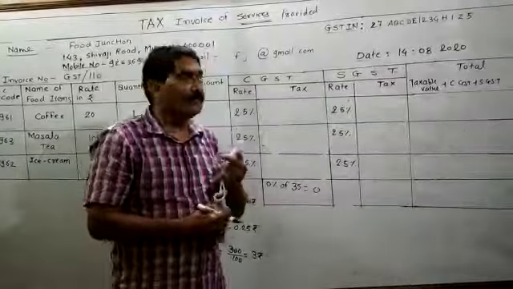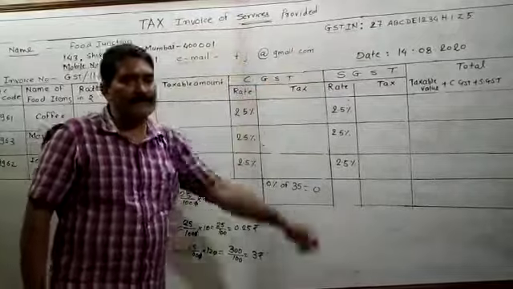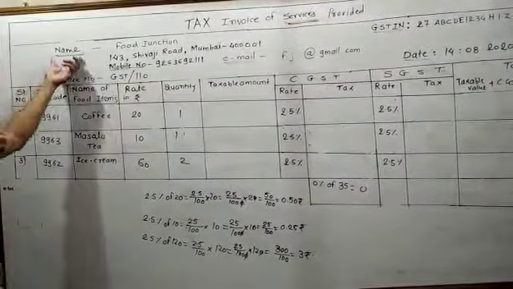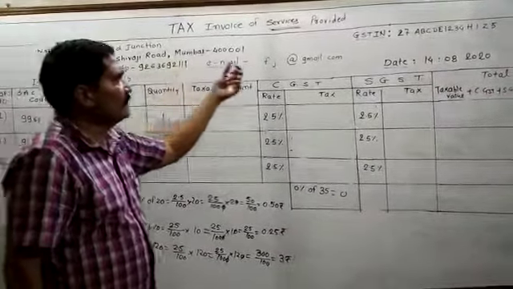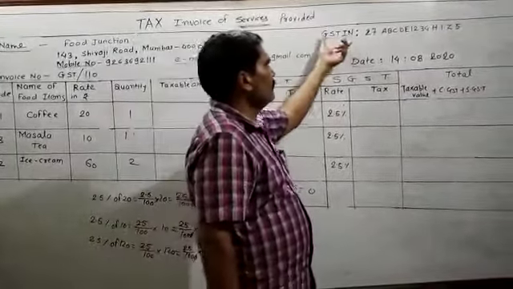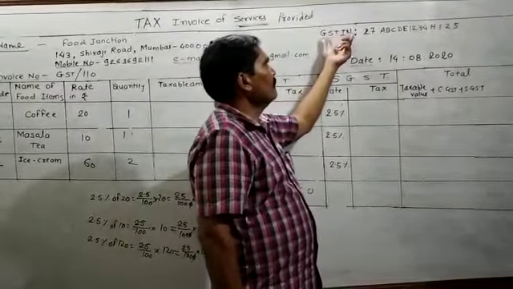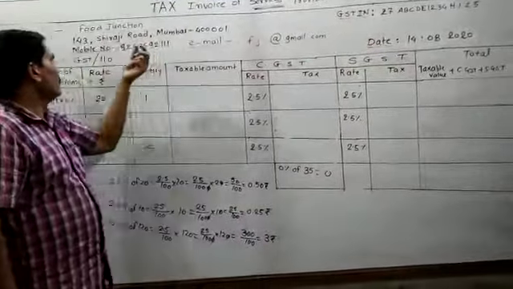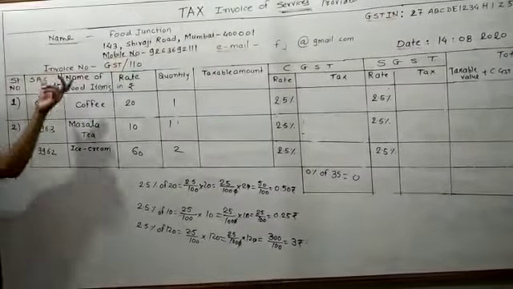Today we have to start with the tax invoice of the services provided. This tax invoice includes the name and the address of who is providing the service, GSTIN (GST means Goods and Services Tax), the registration number, date, email address, mobile number, and the invoice number.